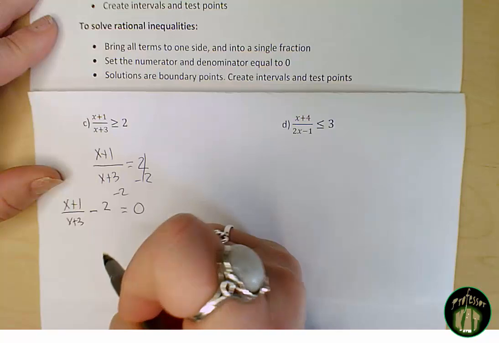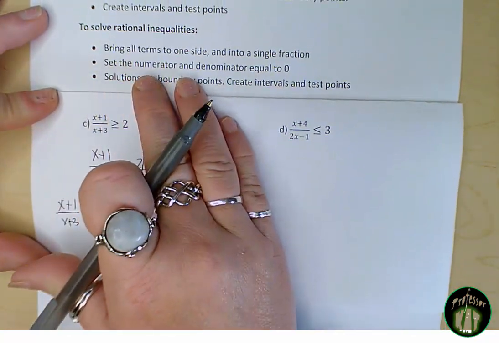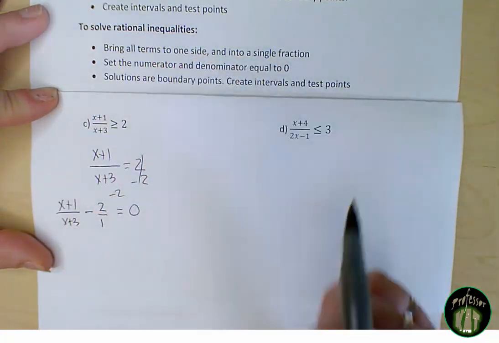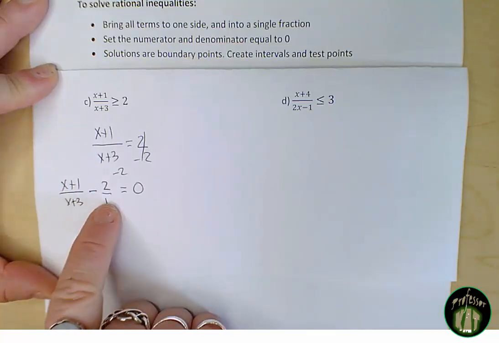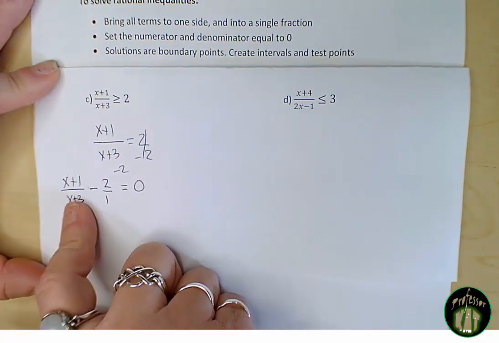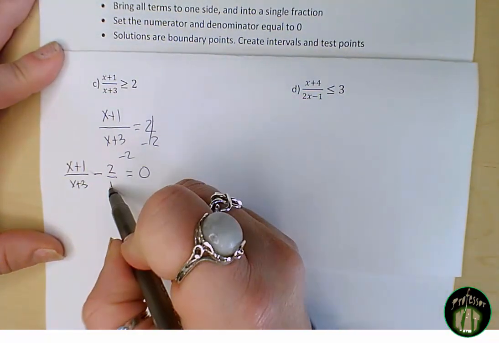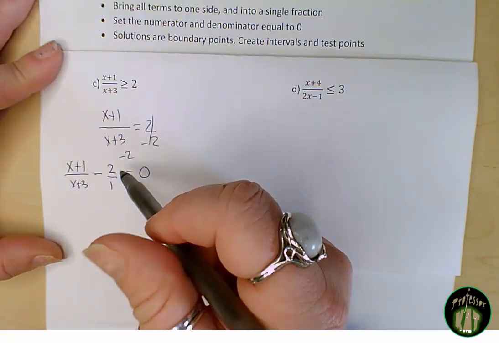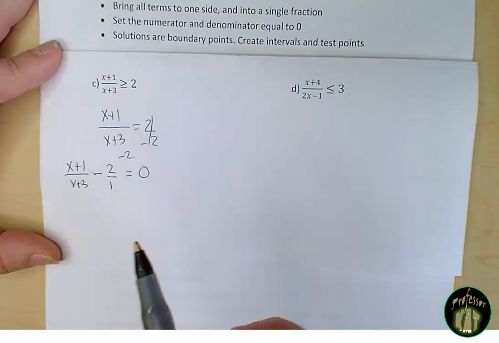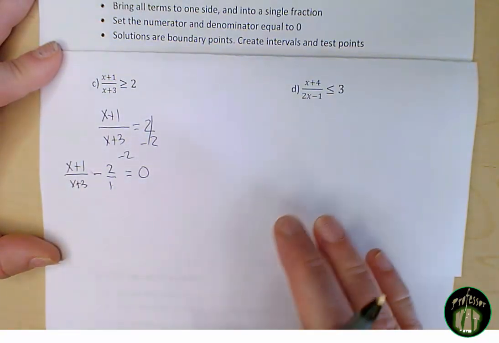Now keep in mind that I can write 2 as a fraction, and that's going to be 2 over 1. Because our steps here say to bring terms to one side and then into a single fraction. I have 2 different fractions here on the left-hand side. We want to get common denominators and combine these into a single fraction. Now, the common denominator of 1 and anything else is whatever that anything else is. So x plus 3 is our common denominator.